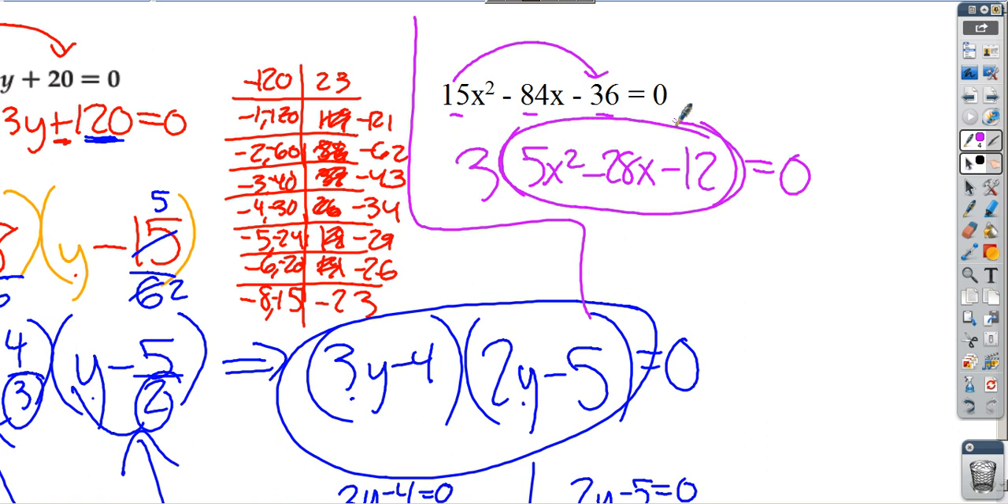Now you would use the swing method on what we did right inside. And that 3 is still going to remain there the whole time. It doesn't affect your answer, but the 3 needs to be there so that when you multiply it out, you get back to 15x squared. And you solve that the same as we solved that other one.